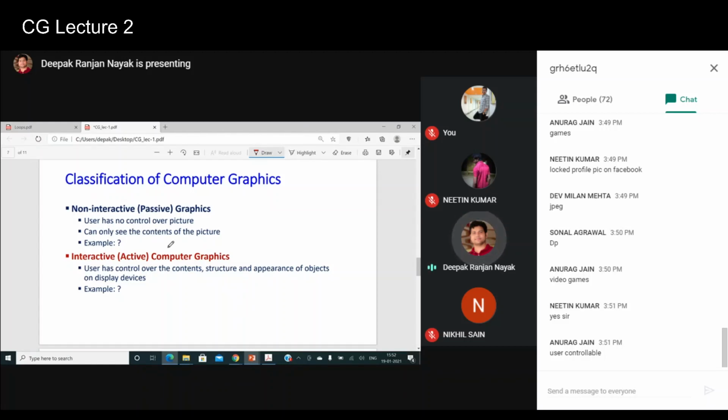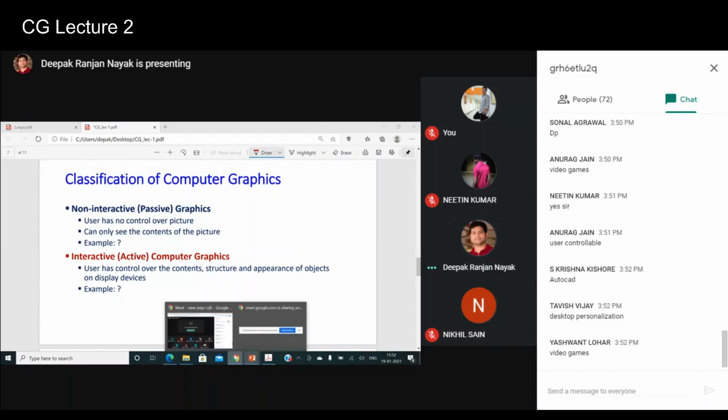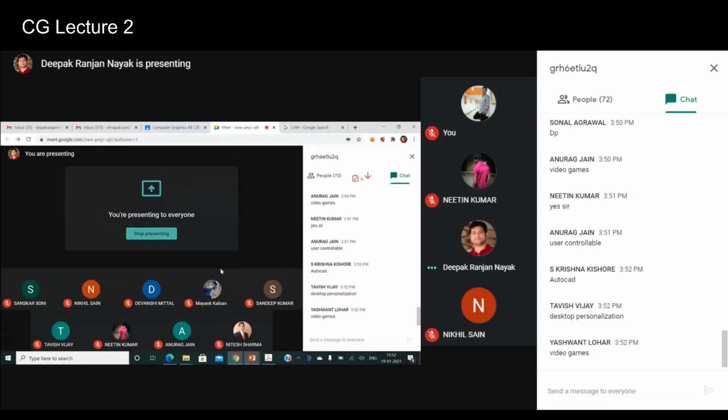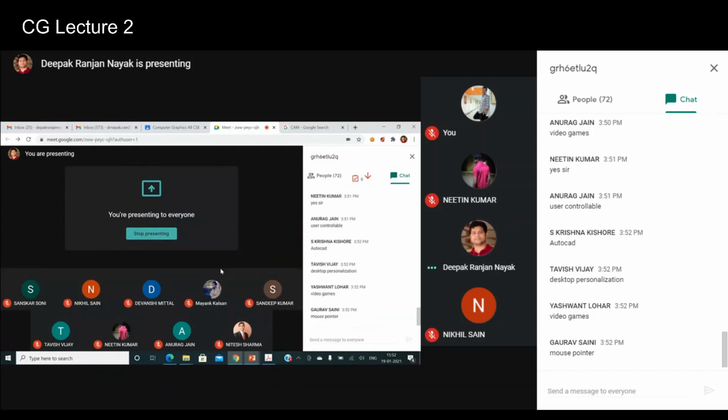And who can say right now the examples of interactive computer graphics, and which one is more important, what you want, and what we will focus on throughout this course, whether interactive or non-interactive? And what is the example of interactive? Video games is correct.